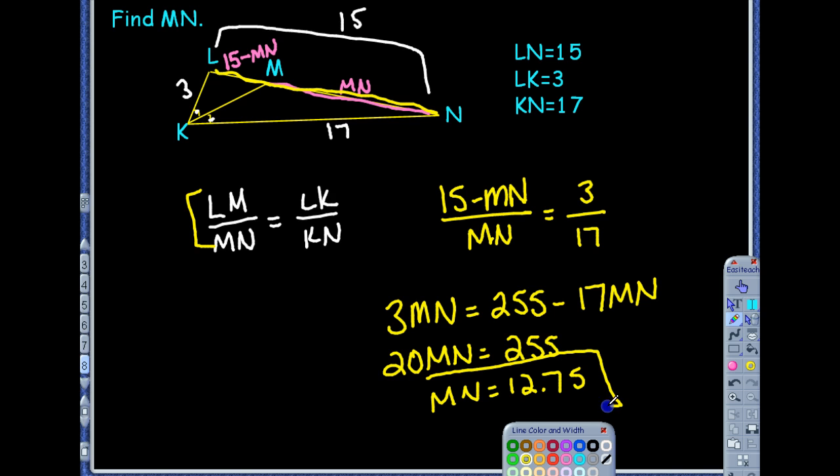What do you think about checking this? Would that be a good option? I think that'd be a great option. So let's break it down. This is saying 12.75 is the MN. What would that leave this to be? That would be 2.25?